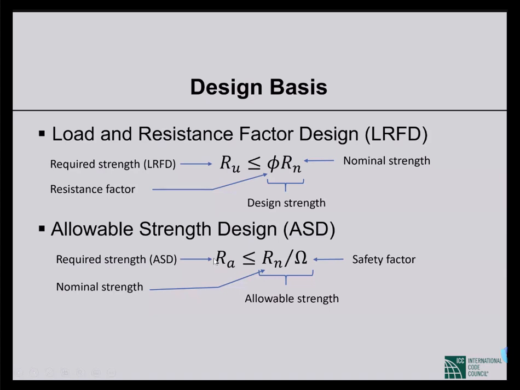Now, for Ra, we follow the service level loads. We don't increase the load with an overload factor. So you can assume omega, the safety factor, as a combination of overload factor and safety factor, something like that. So in terms of the calculation steps, there is not much difference between LRFD and ASD. Basically we have to calculate the nominal strength.